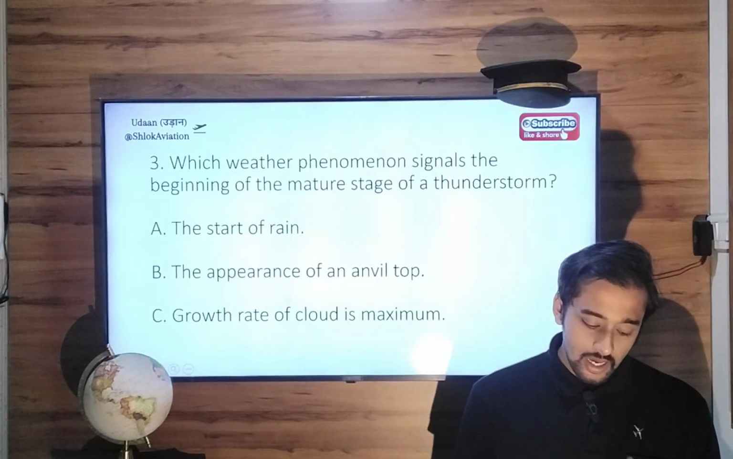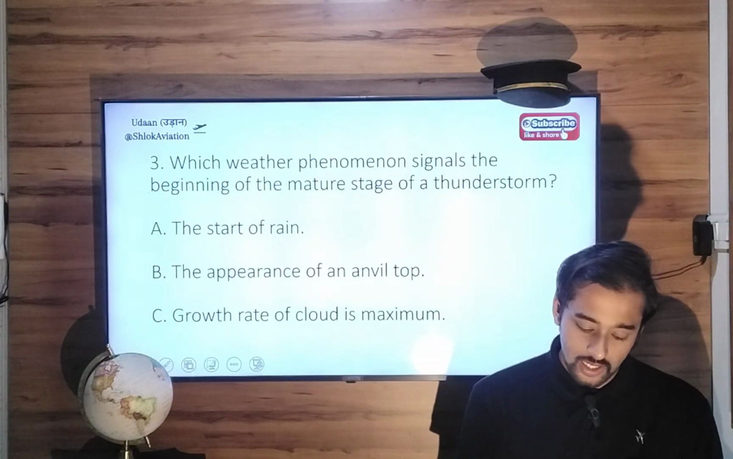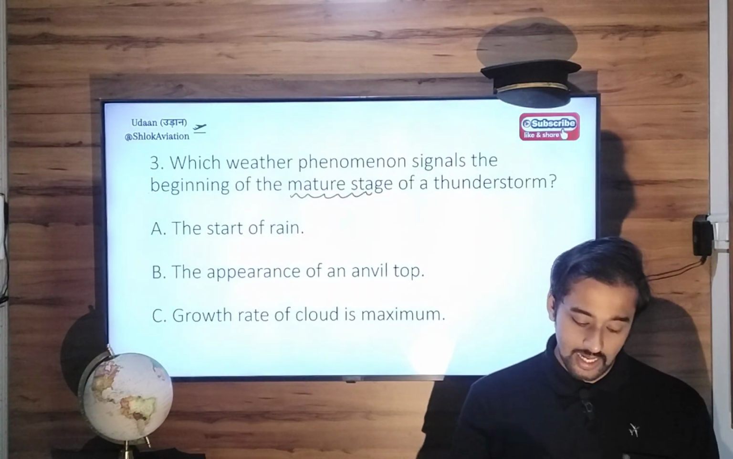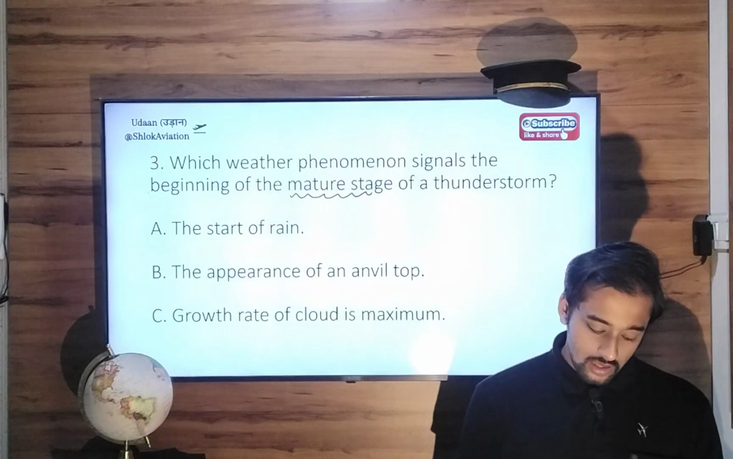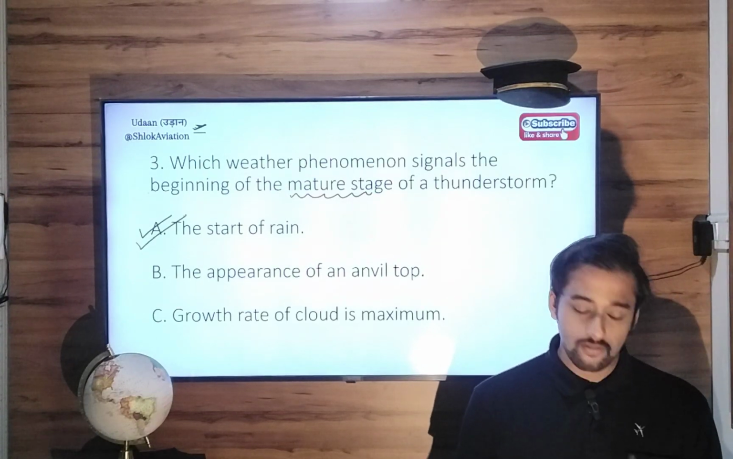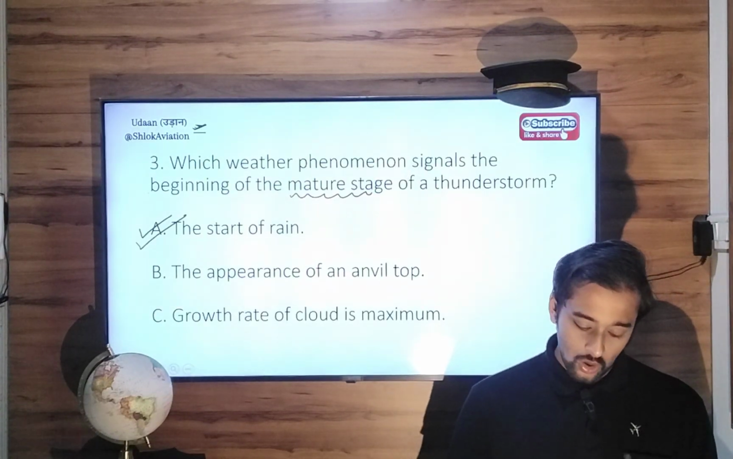So beginning of the mature stage of the thunderstorm. So mature stage is indicated by the start of rain. Okay, by the start of rain.